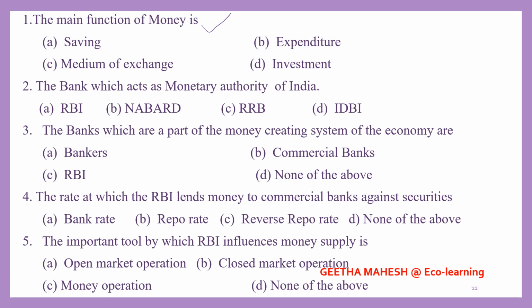The main function of money is medium of exchange. Bank which acts as the monetary authority of India is RBI. Banks which are part of the money creating system of the economy are commercial banks. The rate at which RBI lends money to commercial banks against securities, we call it repo rate. The important tool by which RBI influences money supply is open market operation.